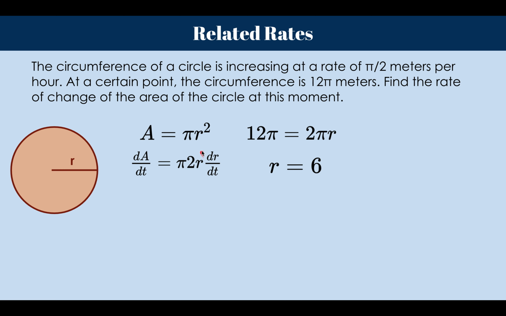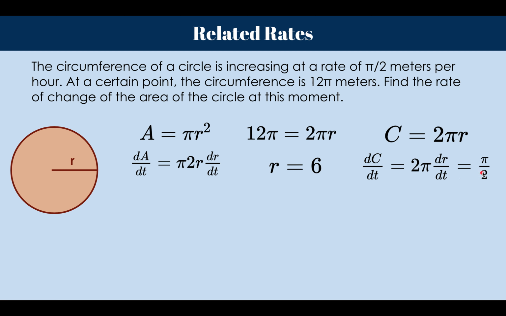So now we know what r is, and the only value that we're left to find is dr/dt. If you look at the problem, the only piece of information that we didn't use is that the circumference is increasing at a rate of pi over 2 meters per hour. So now let's use that information. We know that circumference is equal to 2 pi r, and differentiating each side with respect to time, we see dC/dt equals 2 pi times dr/dt.